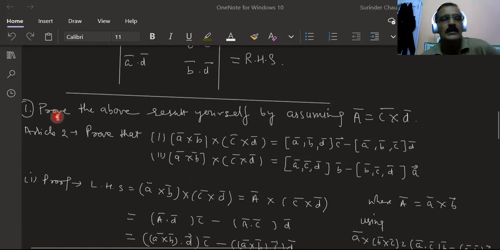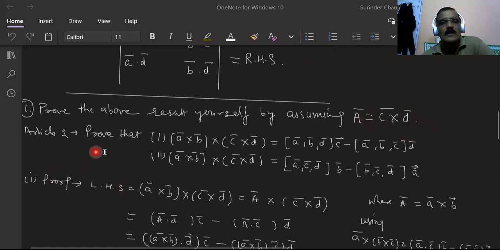Now, next is to prove the above result. We can prove it by assuming A is equal to C cross D. You do it yourself and generalize it. What difference did you get after substituting A is equal to C cross D?